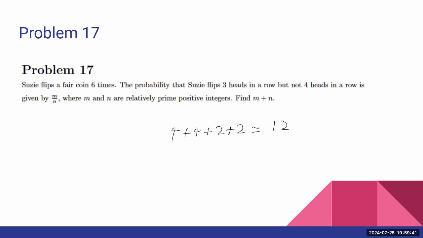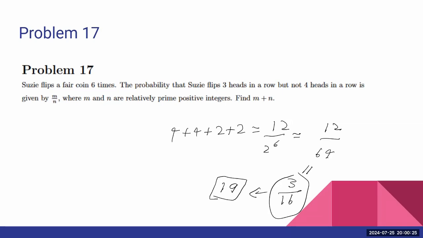And then how many total possibilities are there? If we flip 6 coins, how many total possibilities are there? 2 to the 6th. And that's 12 over 64. So the answer is 3 over 16. So we want this. It's 19. So the answer to this question is 19.